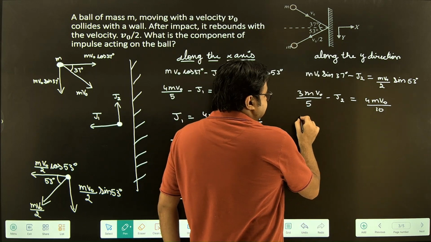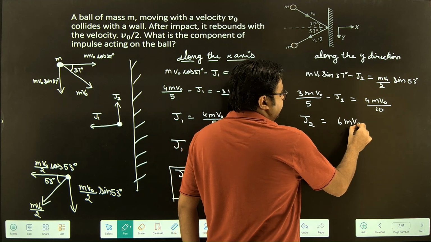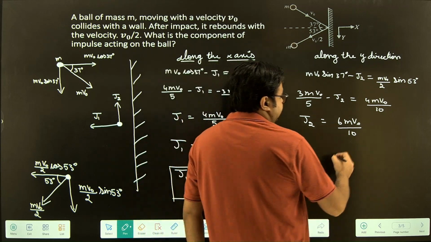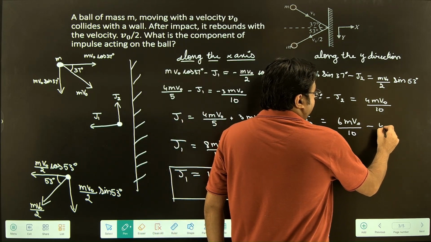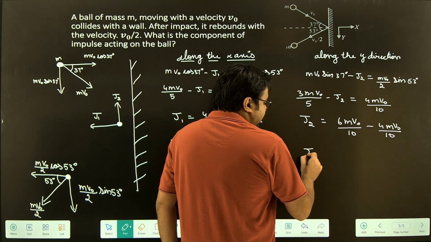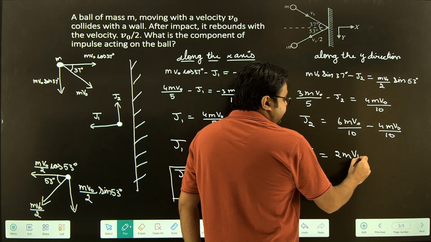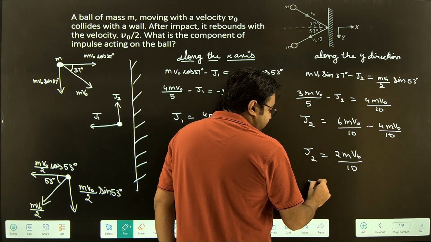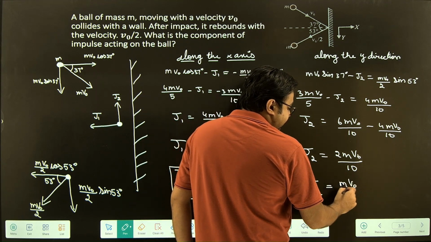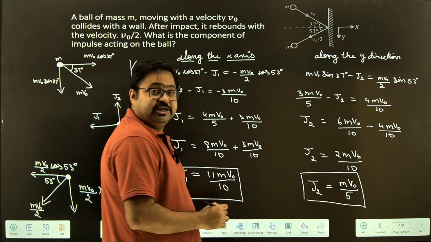Well, what does J2 become equal to? J2 becomes equal to 6 mv naught divided by 10, because I just multiplied and divided by 2 so that the denominators become the same, minus 4 mv naught divided by 10. The answer you have for J2 is 2 mv naught divided by 10, which is J2 equal to mv naught divided by 5. That's the answer for J2.